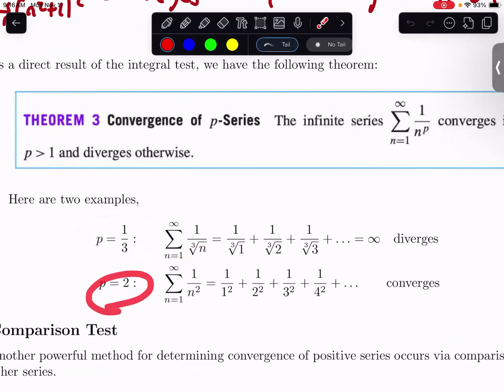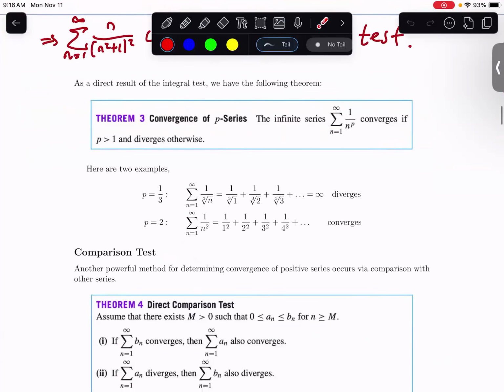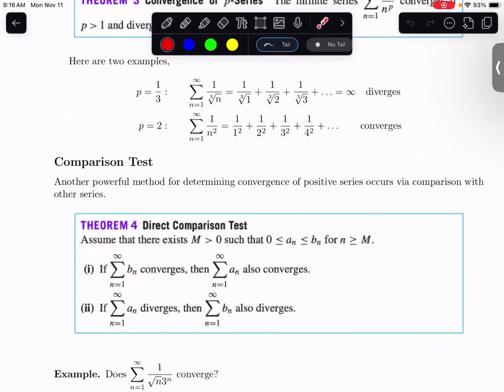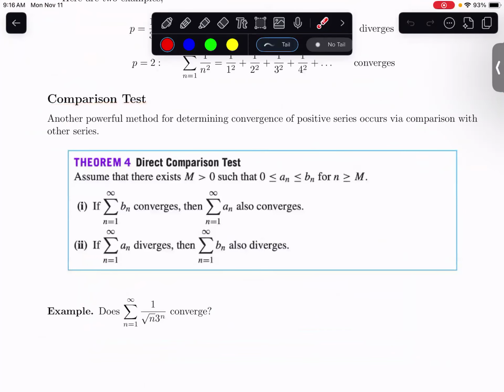And if we had p is equal to 2, i.e. we looked at the series of 1 over n squared, p is greater than 1, therefore we already know this is going to converge. So this is really important, it'll show up all the time. Particularly it'll show up when we're doing the comparison test.